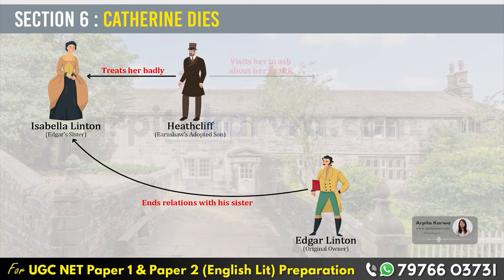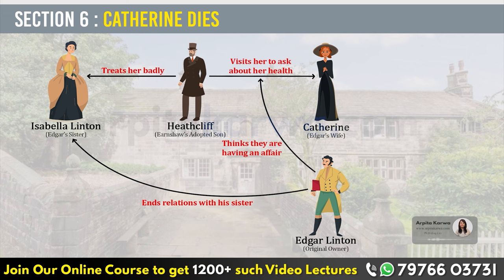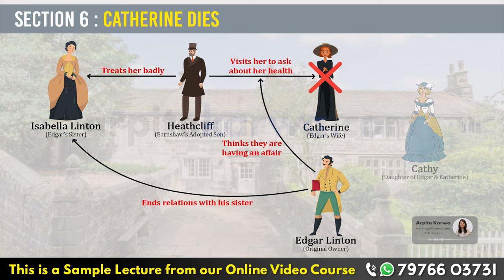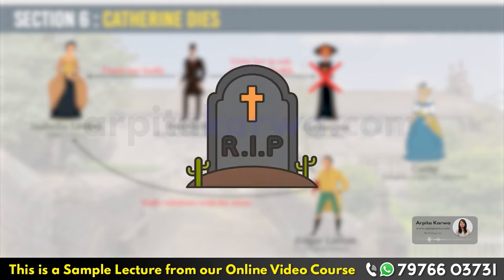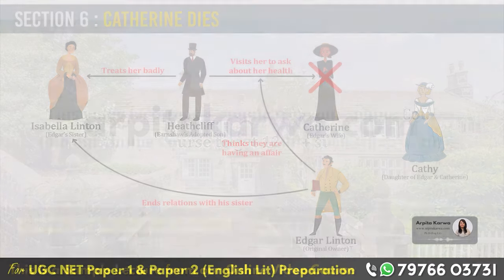So one day Heathcliff went to see Catherine to ask about her health. Edgar came there at that exact moment and he thought there was an affair between Catherine and Heathcliff. So that night, Catherine gave birth to a baby girl and sadly, Catherine died during the childbirth. The baby was named Cathy. Catherine was buried at the place where she and Heathcliff used to play back in their childhood.